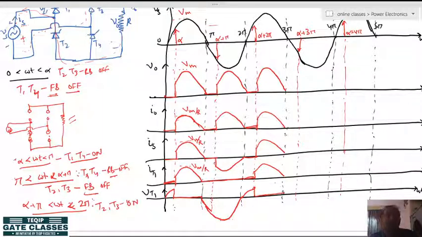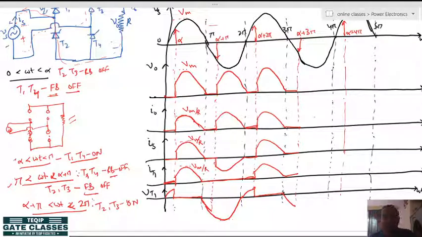Again 3 pi to alpha plus 3 pi is same as pi to alpha plus pi instant, and at this point T3 and T2 are forward biased, T1 and T4 are reverse biased, but all 4 thyristors are off. T1 and T4 due to reverse biasing, and T2 and T3 due to forward conduction mode because of absence of gate pulse. Hence the output voltage will be 0, output current will be 0, source current will be 0, thyristor 1 current 0, but thyristor 1 is reverse biased, hence reverse voltage will apply here.